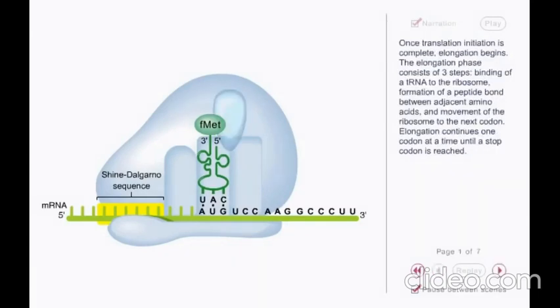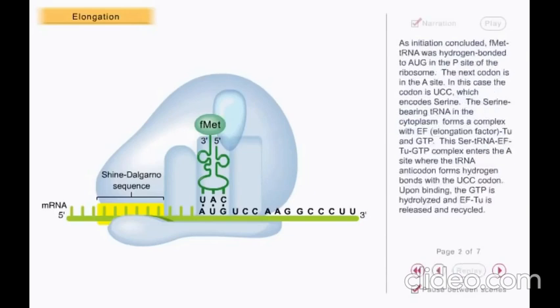Once translation initiation is complete, elongation begins. The elongation phase consists of 3 steps: binding of a tRNA to the ribosome, formation of a peptide bond between adjacent amino acids, and movement of the ribosome to the next codon. Elongation continues 1 codon at a time until a stop codon is reached.